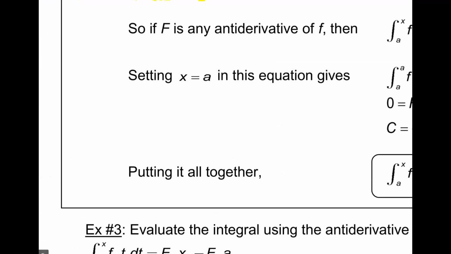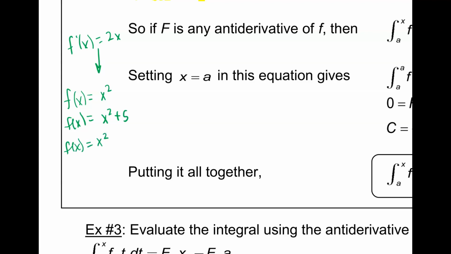So if you remember our example, if my example was 2x, there are many functions that this could be the derivative of. For instance, what if f of x was equal to x squared? The derivative would be 2x. What if f of x was equal to x squared plus 5? What's the derivative of x squared plus 5? 2x. What's the derivative of x squared plus, Spencer, give me any number. 115. Literally x squared plus any number, the derivative would always be 2x.